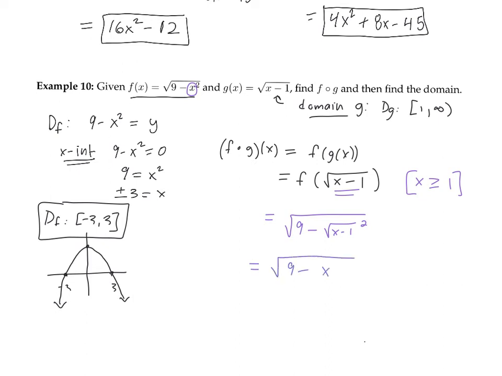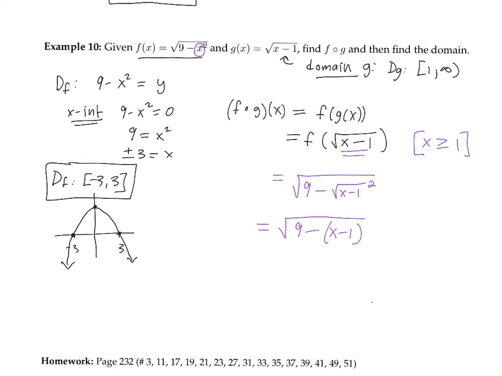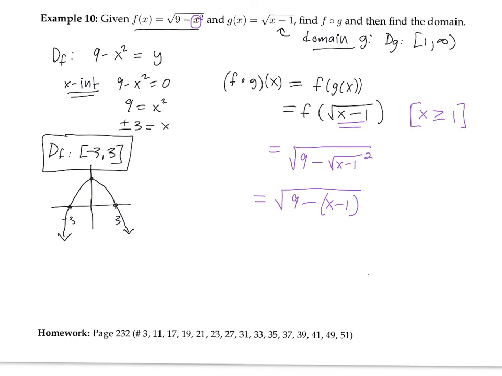9 minus x minus 1. That's wrong. Because you'd taken away this whole expression, right? And that square root kind of acted like a parenthesis. Does that make sense? So to make this right, you have to put parentheses around it. Okay, so that simplifies to square root of what minus x?